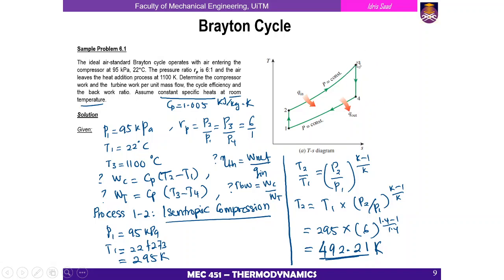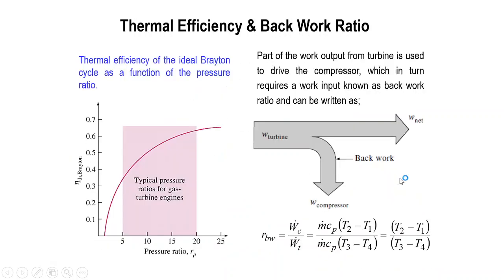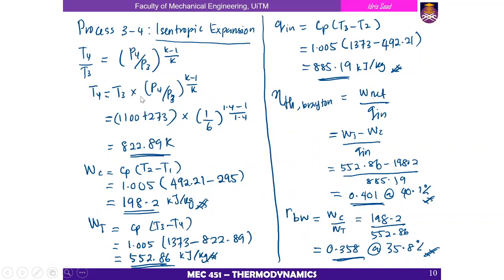Okay, this is the back work ratio. This is the turbine ratio. We only involve two pressure lines, pressure line 1 and pressure line 2, so the ratio is constant and remains the same.